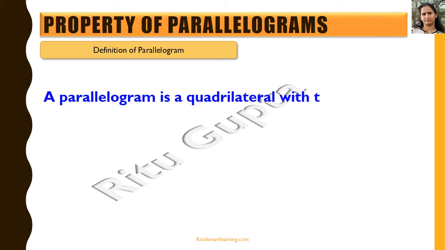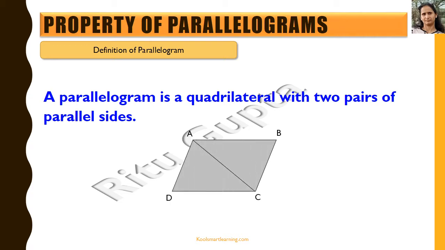The basic definition as per Euclidean geometry is that a parallelogram is a quadrilateral with two pairs of parallel sides, which means AB is parallel to CD and AD is parallel to BC. So this is the basic definition of a parallelogram.